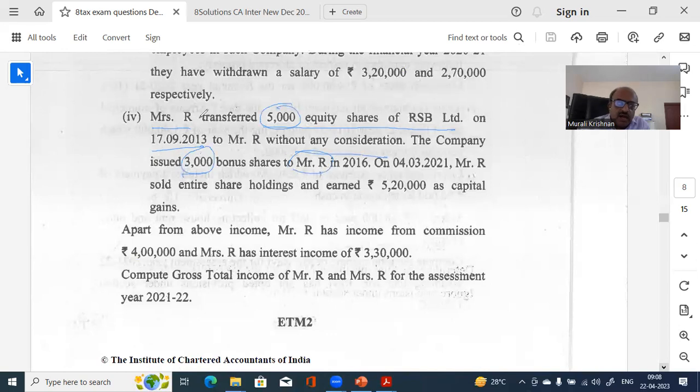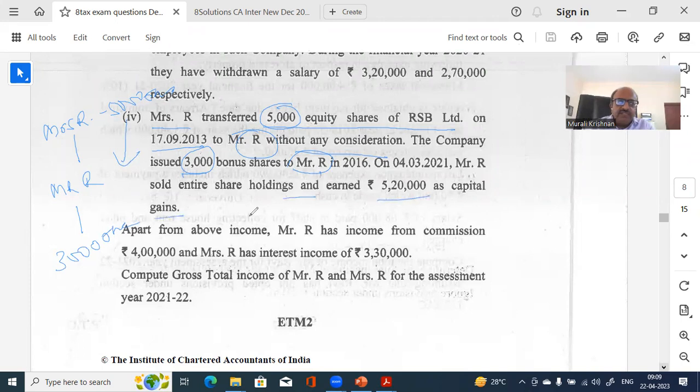Who got the bonus? Mr. R. So Mrs. R gave to Mr. R, how much? 5,000 shares. Right? And now Mr. R is the owner. But subsequently, the company gave 3,000 bonus shares. Now what has happened? Mr. R sold the entire holding and got 5,20,000 as capital gain. Now the question is, how much should we club? Should we club this also, capital gain on this, as well as capital gain on this from Mr. R to Mrs. R, or only 5,000? That's the crux.